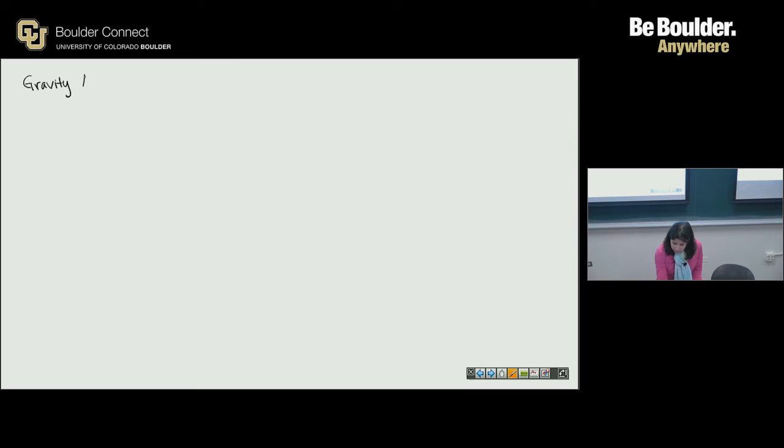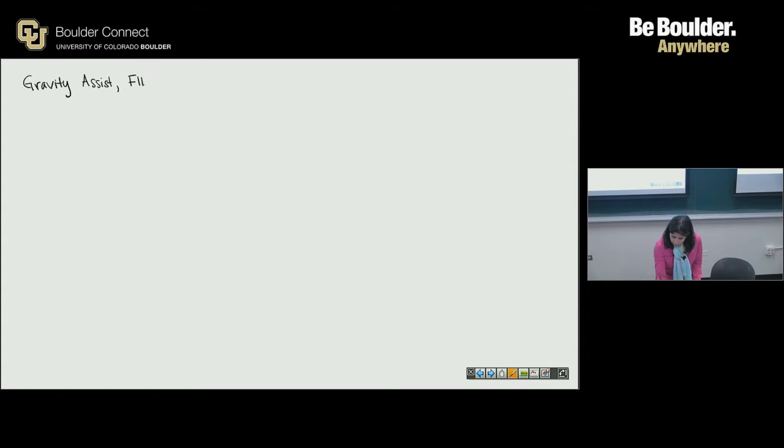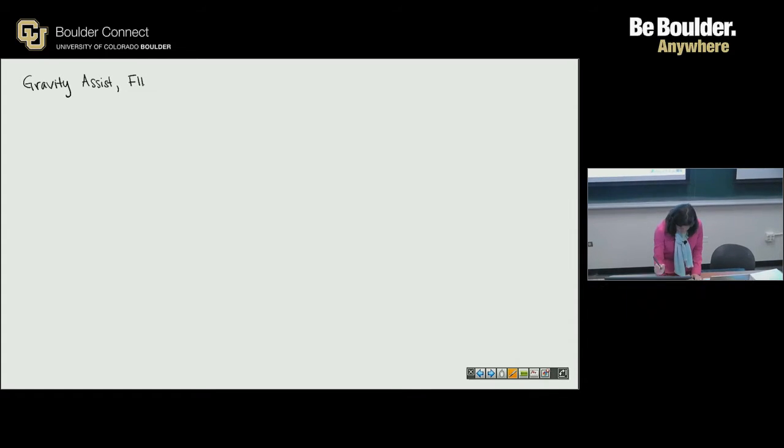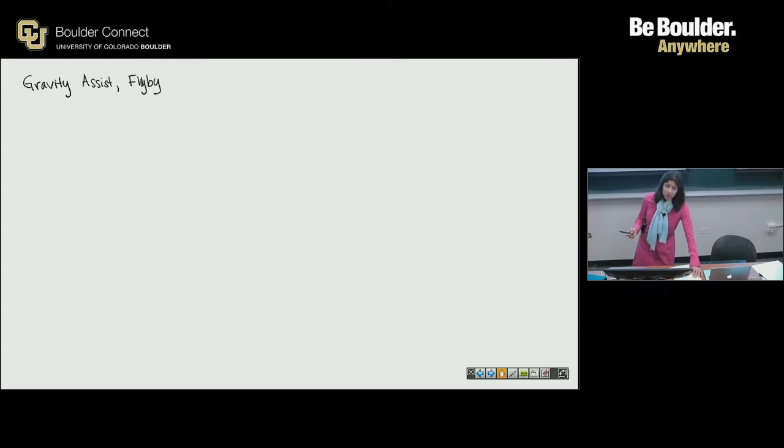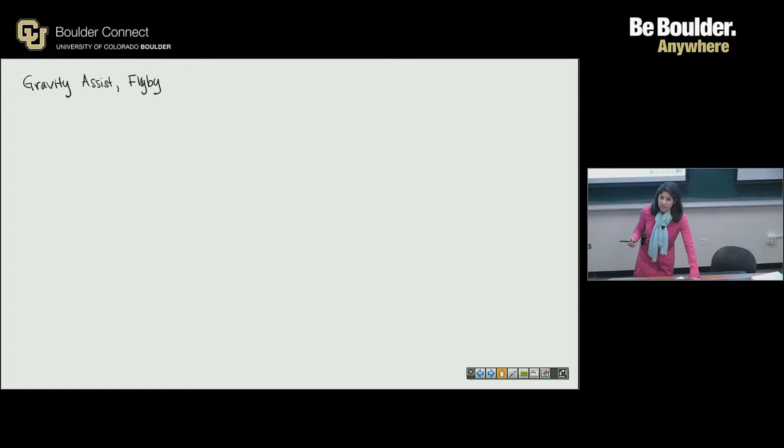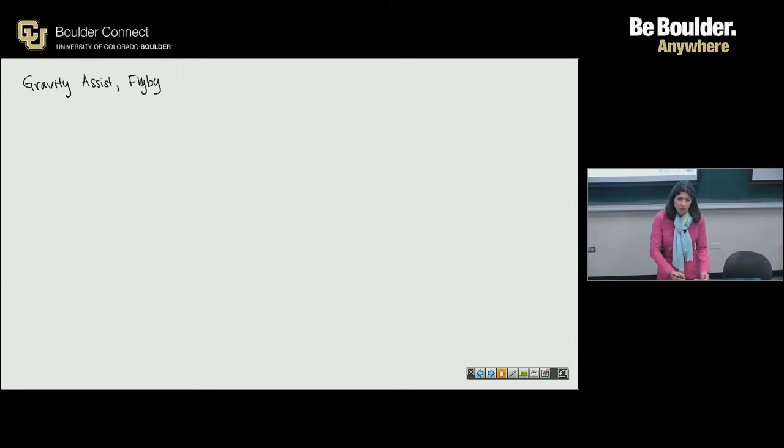So a gravity assist, or sometimes we would call it a flyby. I just wanted to go into the history of this because I think it's really fascinating how scientists and astronomers really looked at physically what was going on in the skies and tried to understand it based on the models of the day. So there was a lot of classical astronomical work.